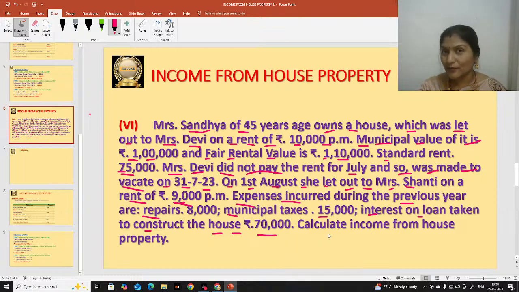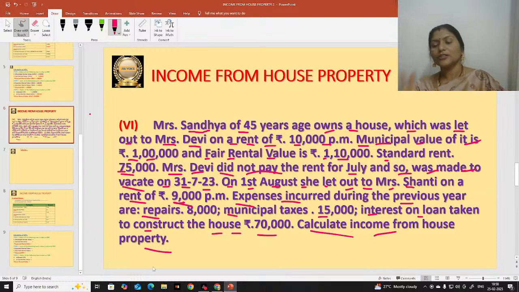They did not mention whether municipal taxes are due or paid. Then we will assume that it is paid off, and then we can give it as deduction. If it is due, then we don't give it as deduction. But here they did not mention anything, so we can assume that it is paid off. In case of interest on loan, whether it is due or paid, we can give it as deduction. No issues. Calculate income from house property. So these are the details they have actually given in the question.